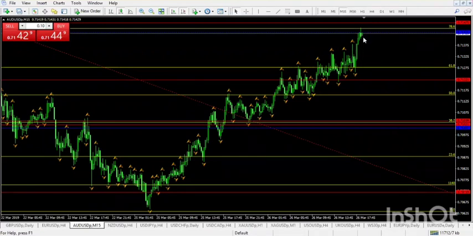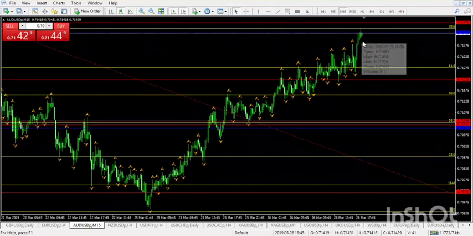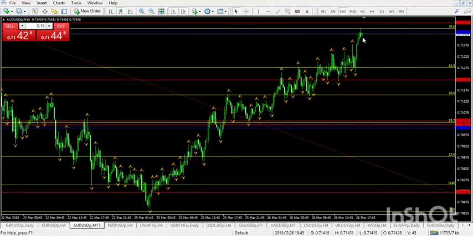Shadow and the body are the same height. So I will not sell here. I will wait for it to be open from the top so I can buy, or it's open from the bottom so I can sell, because I'm scalping. So it depends.